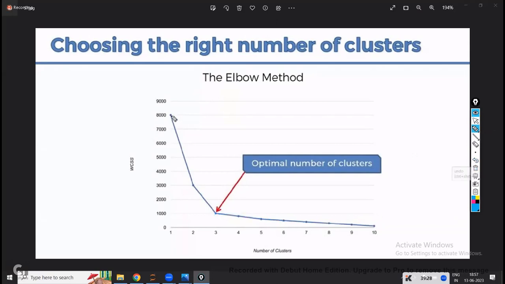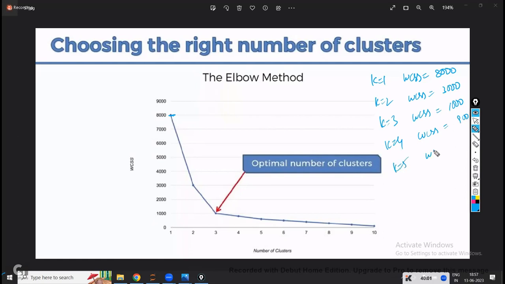Because if you observe here, tell me for K is equal to 1 from this diagram, what is the WCSS value? It is approximately 8,000. Now for K is equal to 2, what is the WCSS value? It is approximately 3,000. For K is equal to 3, just 1,000. K is equal to 4, approximately 900. Now K is equal to 5, WCSS is 800 or something.